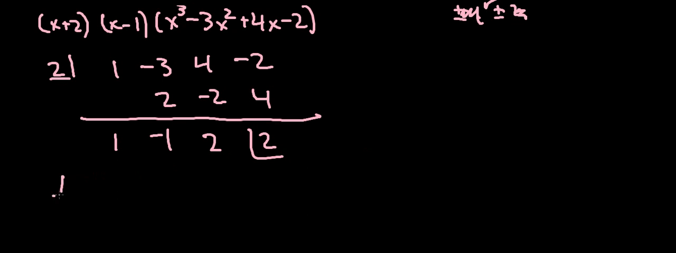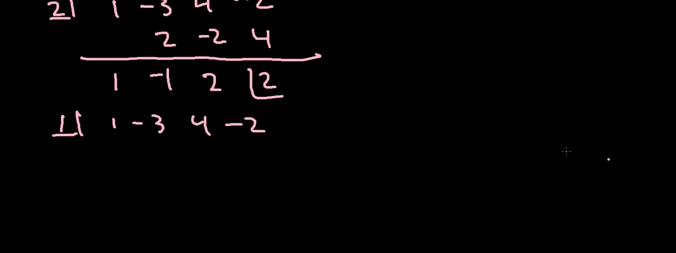So let's put in 1 again for this equation. We have 1, minus 1, and, oh no, that was the wrong line. 1, minus 3, 4, and minus 2. So let's put in 1.